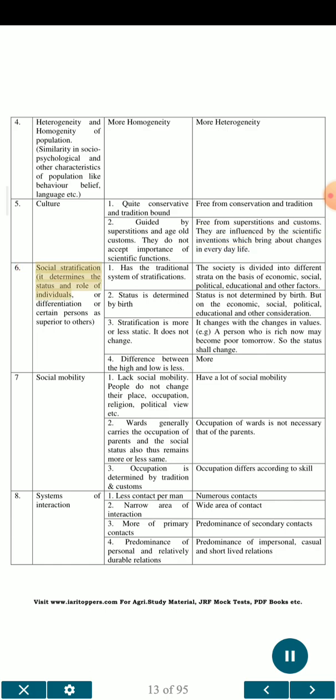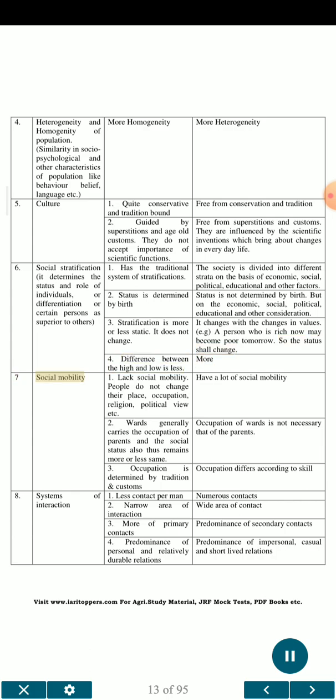6. Social stratification. It determines the status and role of individuals, or differentiation where certain persons are superior to others. Rural: 1. Has the traditional system of stratification. Urban: the society is divided into different strata on the basis of economic, social, political, educational and other factors. 2. Rural: status is determined by birth. Urban: status is not determined by birth, but on economic, social, political, educational and other considerations. 3. Rural: stratification is more or less static, it does not change. Urban: it changes with the changes in values. E.g., a person who is rich now may become poor tomorrow, so the status shall change. 4. Difference between the high and low is less in rural, more in urban.